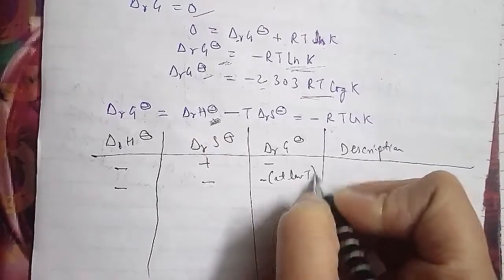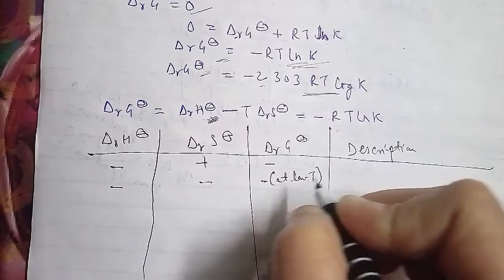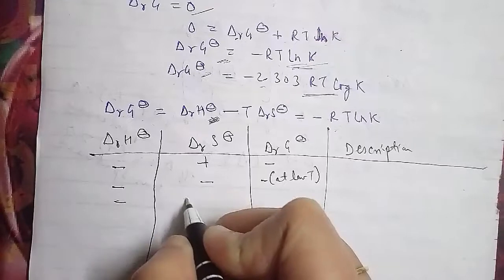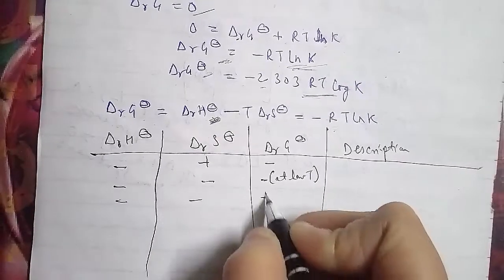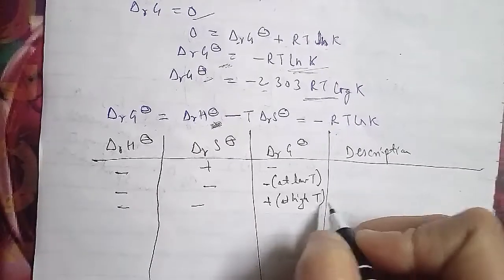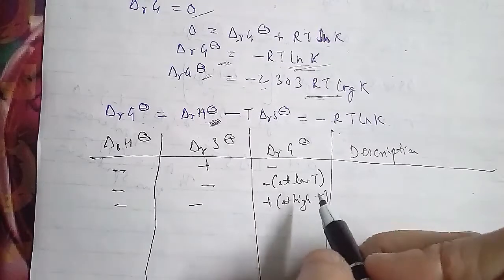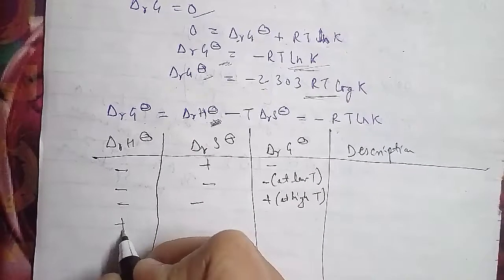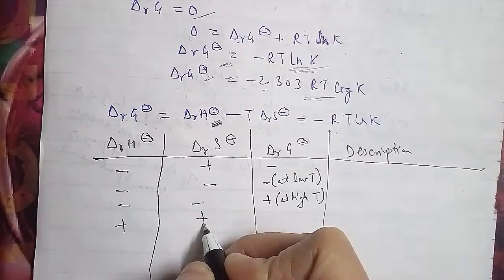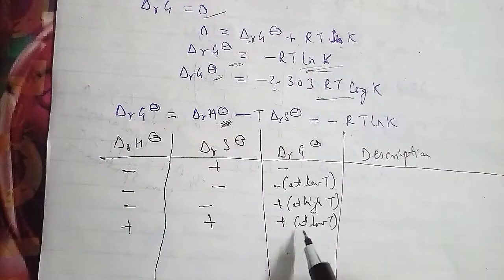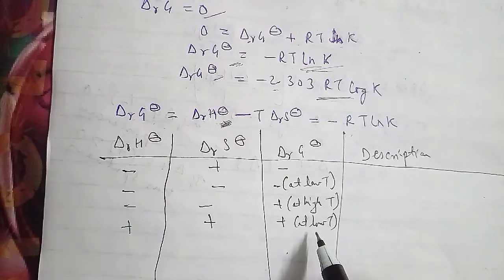With ΔrH negative and ΔrS also negative, ΔrG will be positive at a high temperature. So the reaction is non-spontaneous at a high temperature. Now we go to positive ΔrH. If ΔrS is negative, then ΔrG will be positive at low temperature, so the reaction is non-spontaneous at a low temperature.